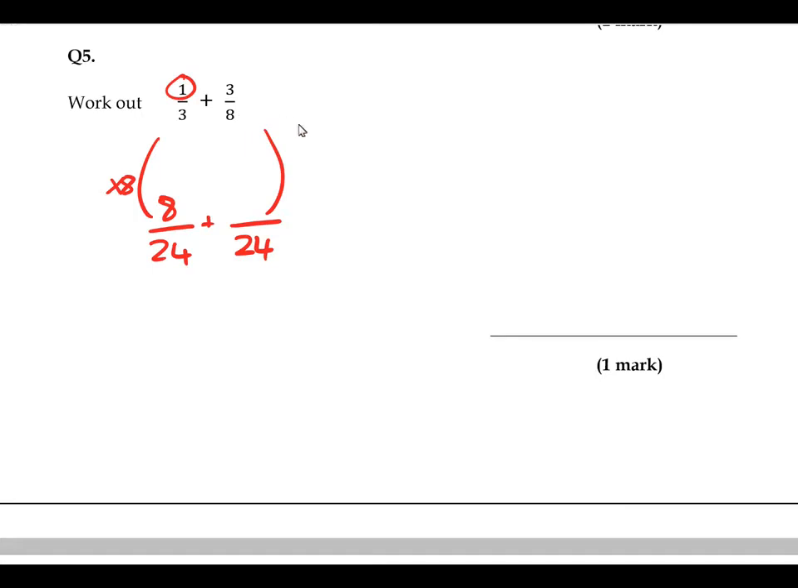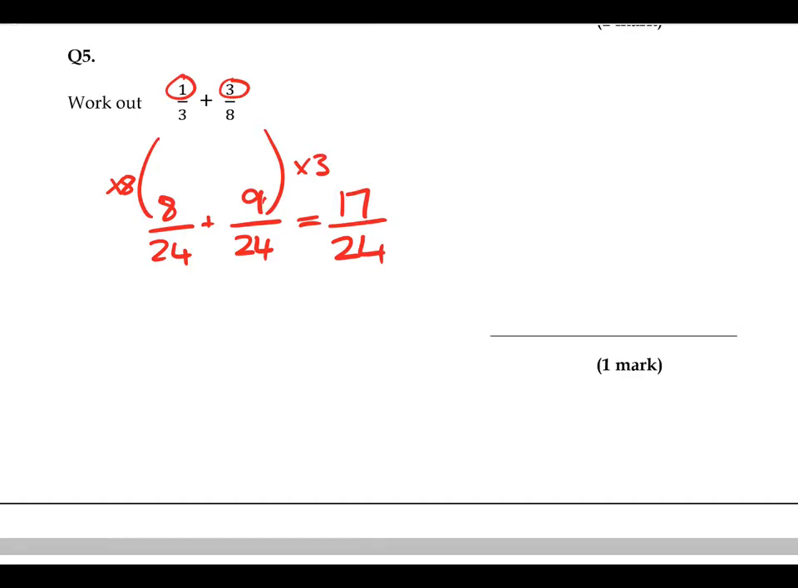Now on the other side, how did I get from 8 to 24? I multiplied it by the 3. So in this case, we need to multiply our numerator 3 by 3 to get 9 over 24. So the fraction 9 over 24 is the same as 3 over 8 value-wise, it's just written in a different way. But because they now have a common denominator of 24, I can add the 8 and the 9 to get 17 over 24 as my answer.